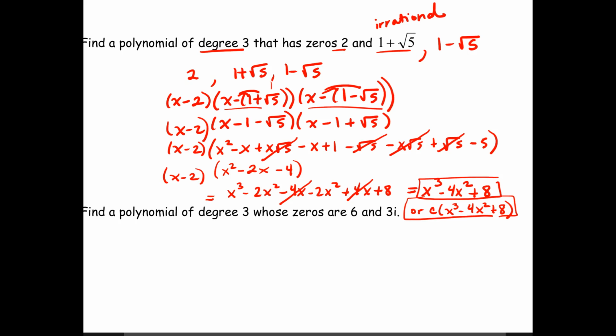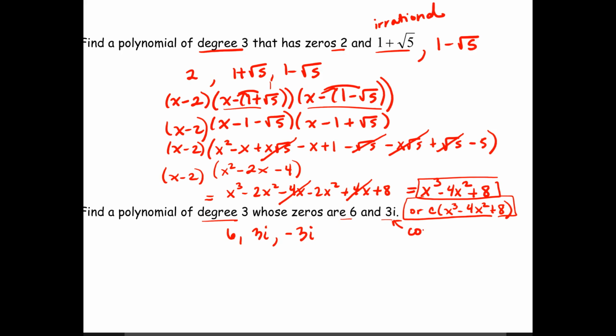The last one's actually much easier. It says find a polynomial of degree 3 whose zeros are at 6 and 3i. If we have zeros at 6 and 3i, what other zero do I know has to exist? Negative 3i. Because the conjugate of 3i would be negative 3i. You could look at it as 0 plus 3i, so the conjugate would be 0 minus 3i. Okay, so if I put this back into factored form, it would be x minus 6, x minus 3i, x plus 3i.